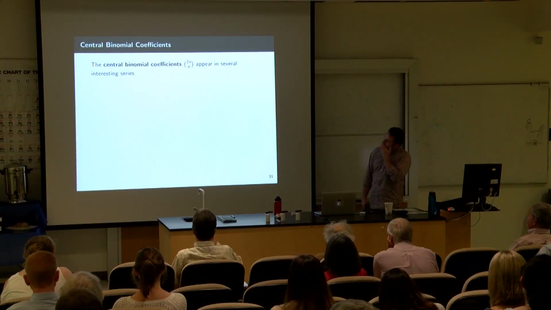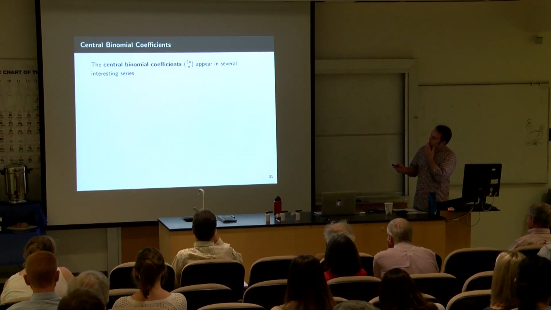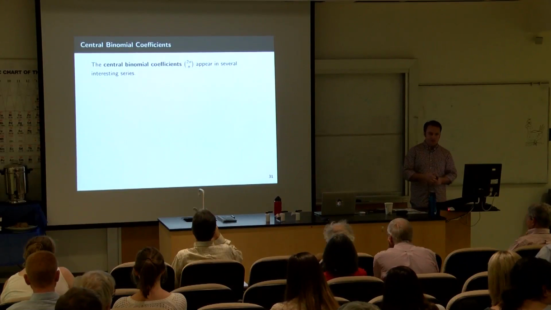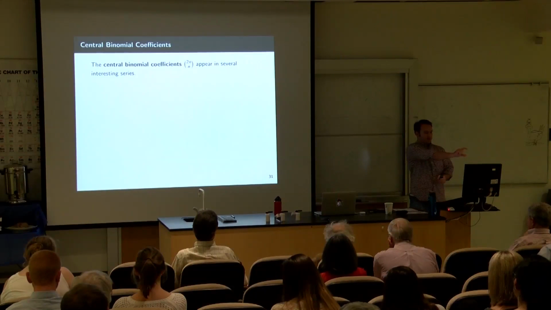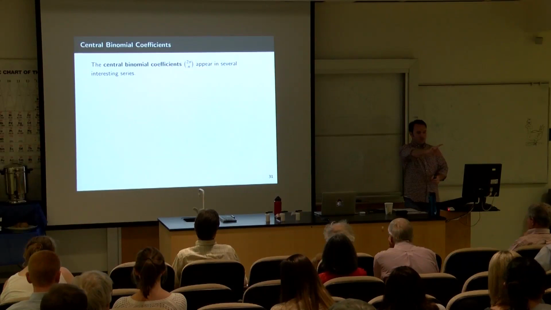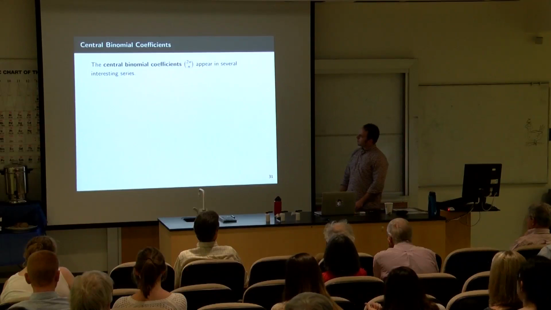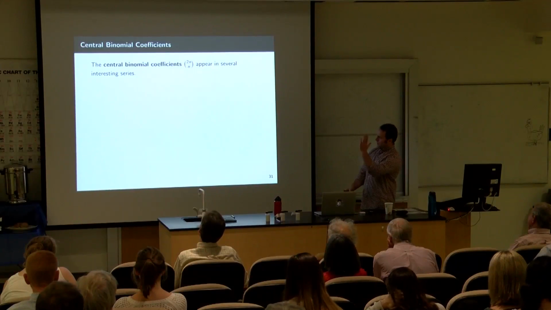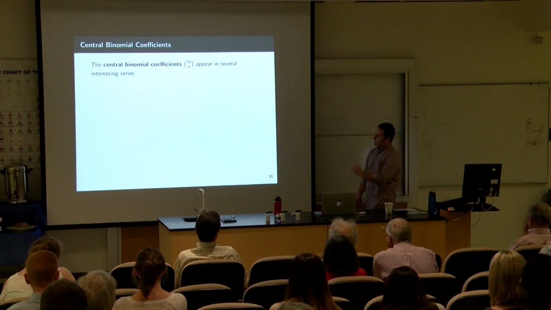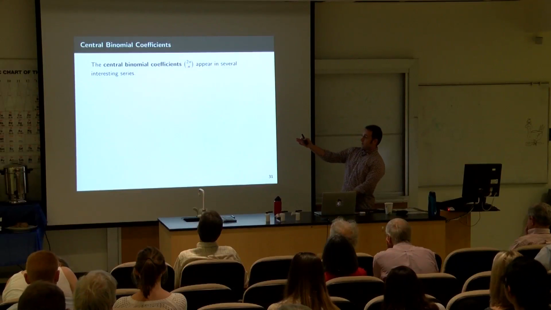So the central binomial coefficients, so 2n choose n. If you look at the list of binomial coefficients, they start out at 1, they increase, and then they decrease. Like you've seen this triangle of these numbers. So the central binomial coefficients are these guys right in the middle, 2n choose n. These appear in several interesting series.